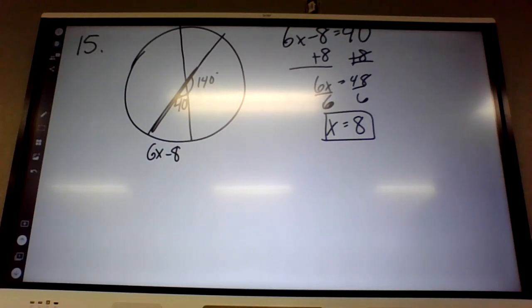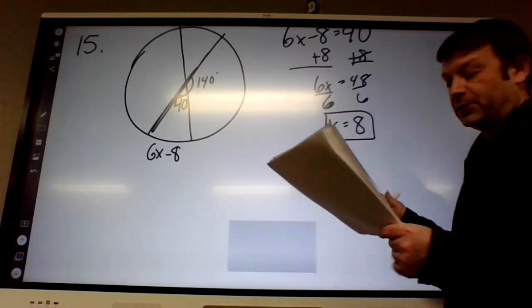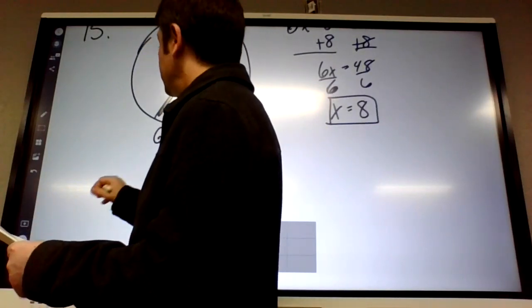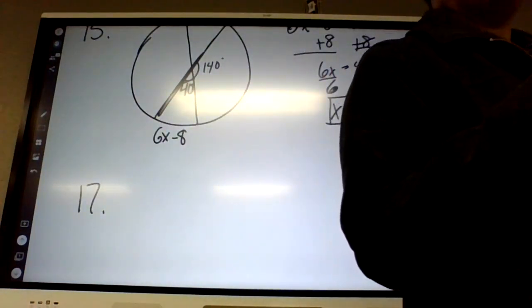On 16, do you guys know what those two angles have to be? The straight line makes 180, but if those are two congruent angles that add up to 180, they have to be 90 and 90, right? So yeah, those are 90 degrees. So x plus 93 equals 90.